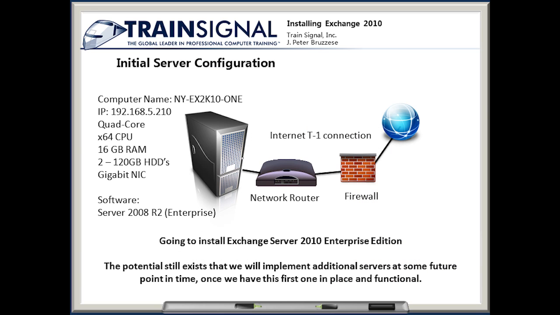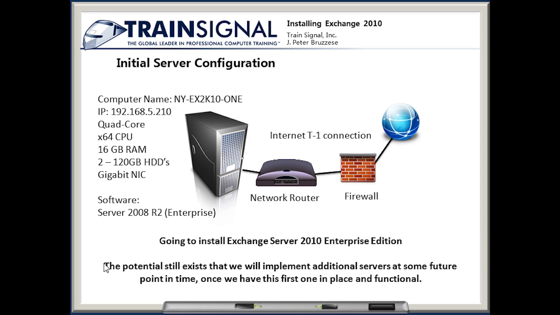So our initial server configuration will look something like this. We'll begin with a new server that meets the hardware requirements that we'll review in a moment. We'll use Server 2008 R2 Enterprise Edition as our operating system, and we'll install Exchange 2010 Enterprise Edition. You can see here that we have a name chosen for the computer, the IP address is mapped out, you can see we already have some of the hardware requirements there in place.